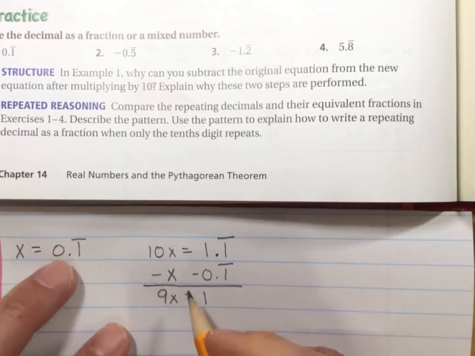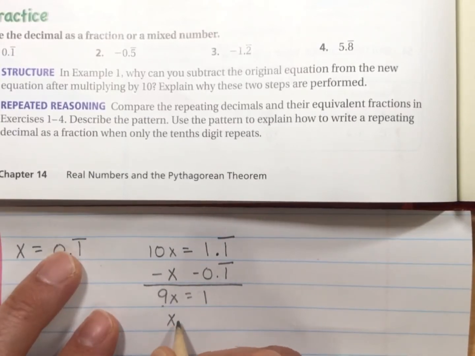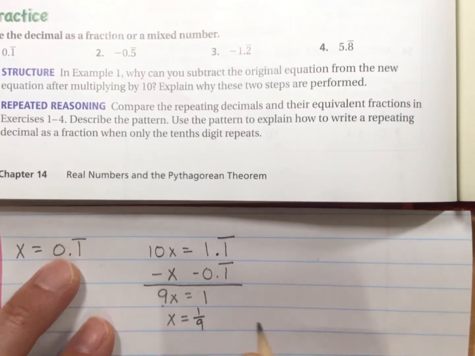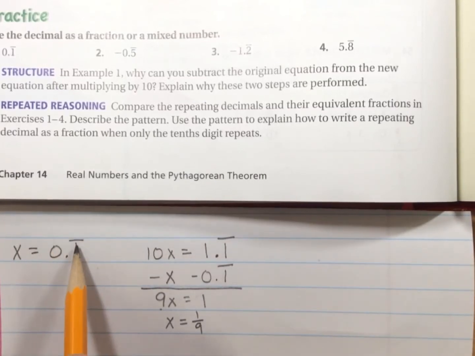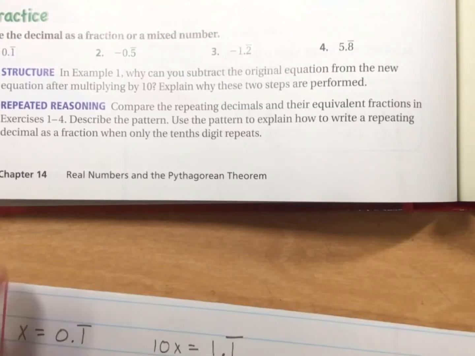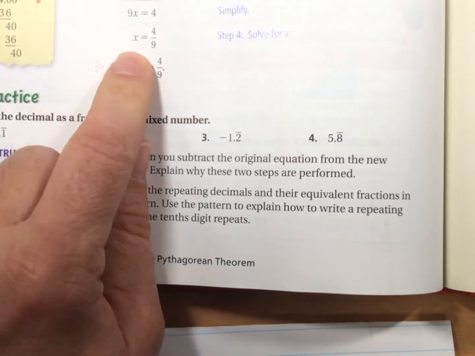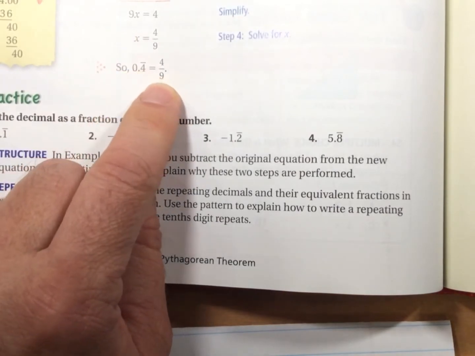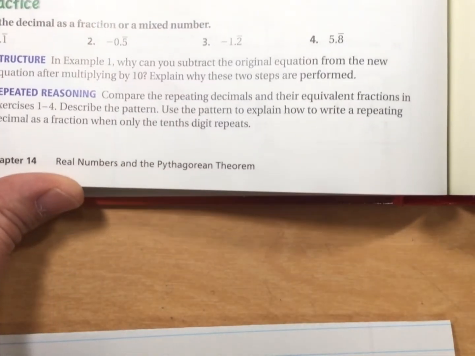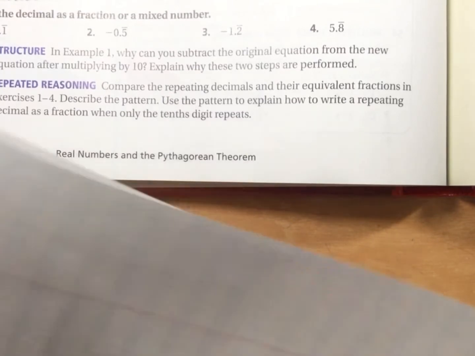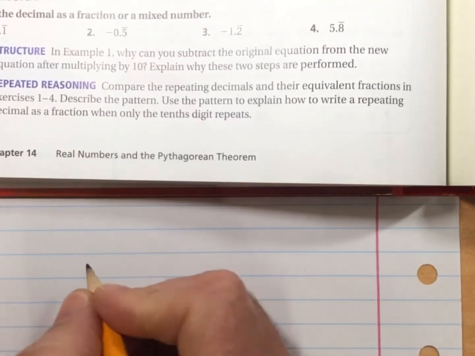I do a division, and I get x equals 1 over 9. 0.1 repeating is the same as 1 over 9. On our example, if you'll remember, 0.4 repeating was the same as 4 over 9. See if we can find a pattern here.